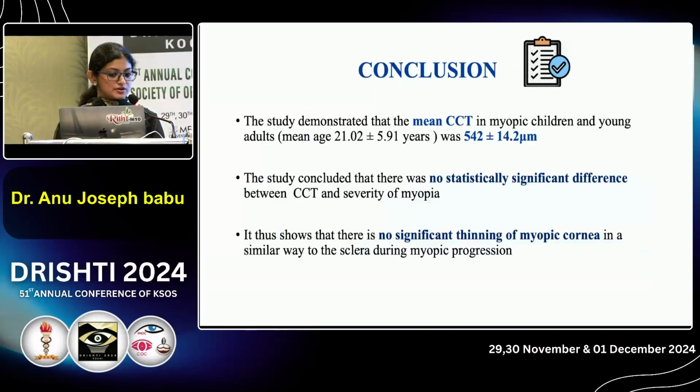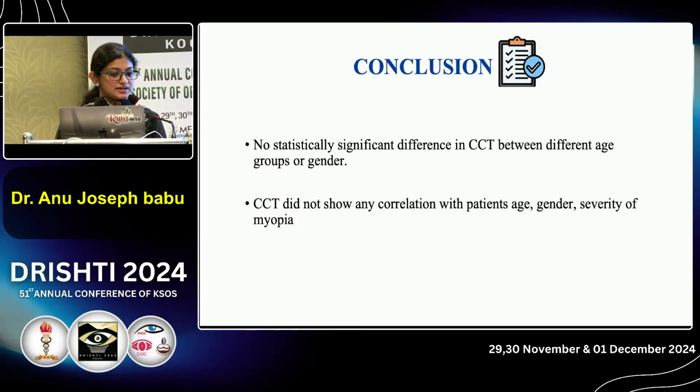And coming to the conclusion, the study demonstrated that the mean central corneal thickness in myopic children and young adults was 542 plus or minus 14.2 micrometers in our region, and the study concluded that there was no statistically significant difference between the CCT and severity of the myopia. It thus shows that there is no significant thinning of the myopic cornea in a similar way to the sclera during myopic progression, and there was no statistically significant difference in CCT between different age groups and genders, and it does not show any correlation with the patient's age, gender, and severity of the myopia.